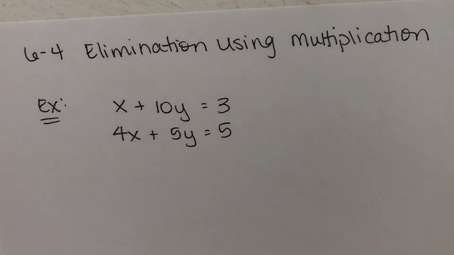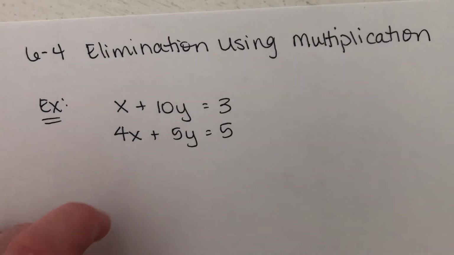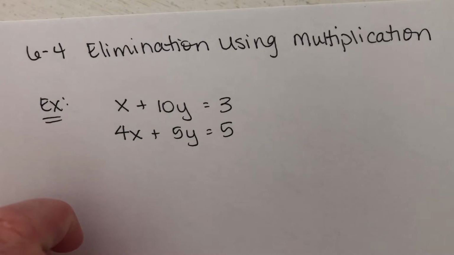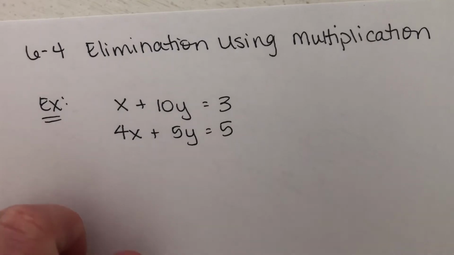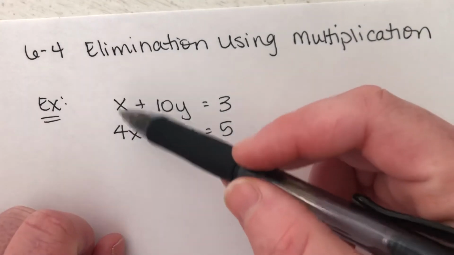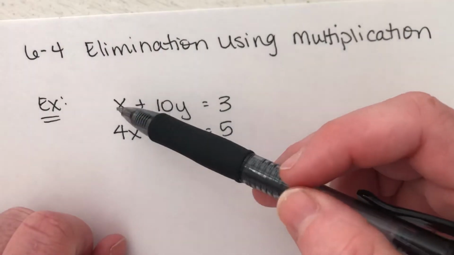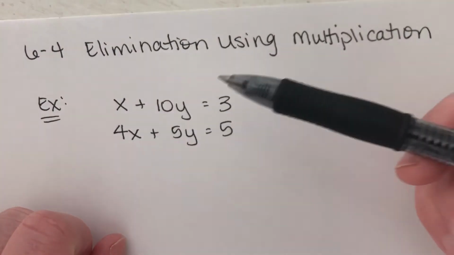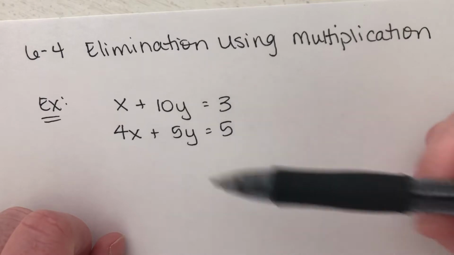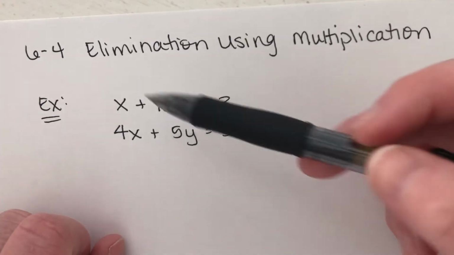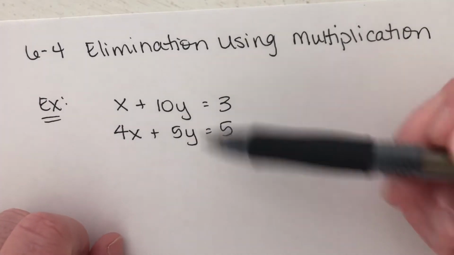That sounds confusing. So in this case, we're still going to use that same method, but it doesn't seem quite as easy because none of our leading coefficients match, right? So the x and the 4x don't match. They don't have the same number in front. The 10y and the 5y don't match. So we can't really add or subtract to eliminate either of these.